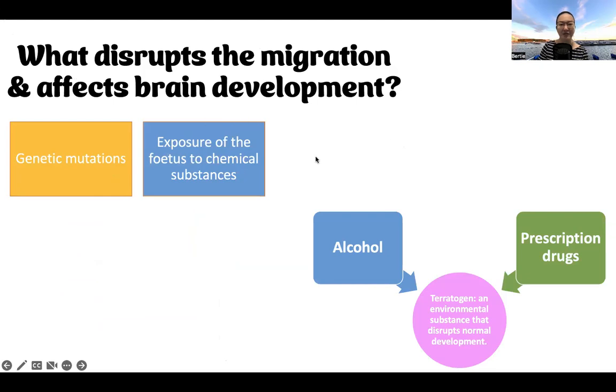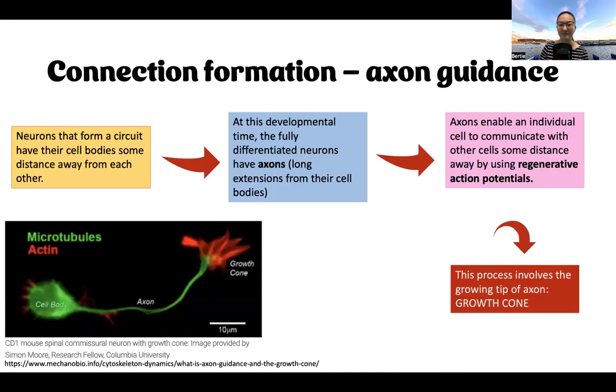What disrupts the migration and affects brain development? There are two things here: genetic mutations and exposure of the fetus to chemical substances. Have you heard about teratogen? You can see here that teratogen is an environmental substance that disrupts normal development. Teratogen can be alcohol and prescription drugs.